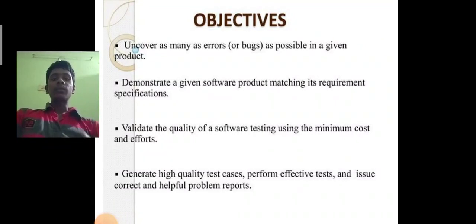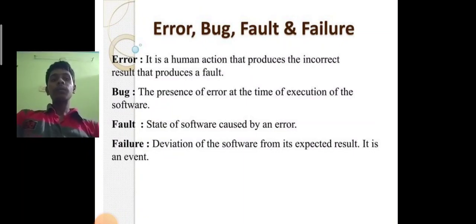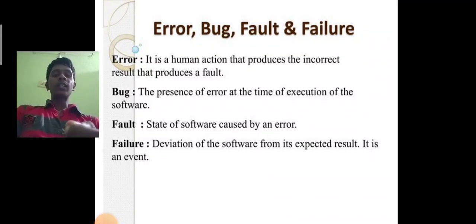Bugs are errors. In this topic: error, bug, fault and failure. Error: it is a human action that produces an incorrect result, that produces a fault. That is known as error. Bug: the presence of error at the time of execution of the software is called a bug. Fault: the state of software caused by an error is known as fault. Failure: deviation of the software from its expected result. It is an event. It is not the expected output, and is known as failure.